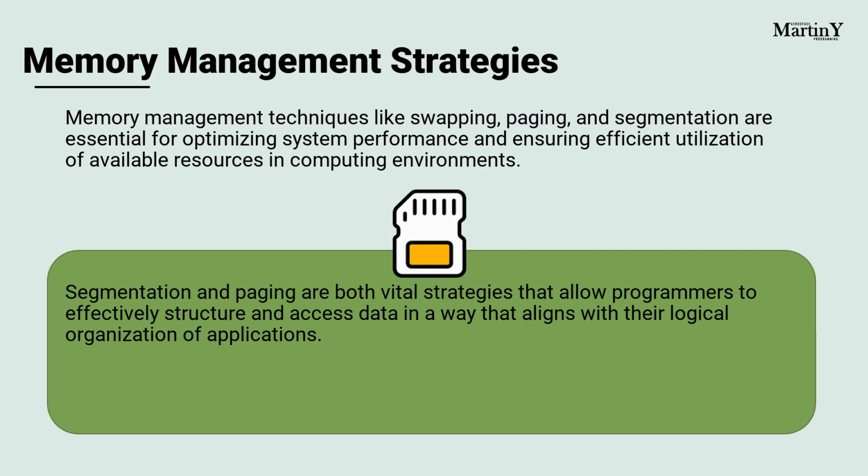The concept of swapping ties in closely with other memory management strategies, such as paging and segmentation, which also aim to manage memory more effectively. Paging, for instance, involves dividing memory into fixed-size blocks called pages, which can be filled as needed. Segmentation, on the other hand, organizes memory into segments based on the logical structure of a program, creating a more intuitive memory management system that reflects the programmer's view of data and code organization.